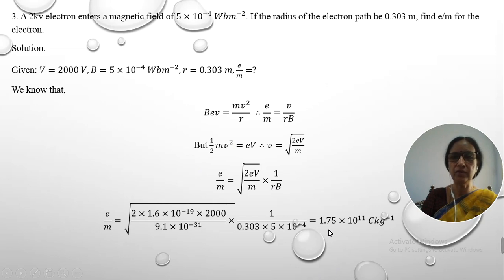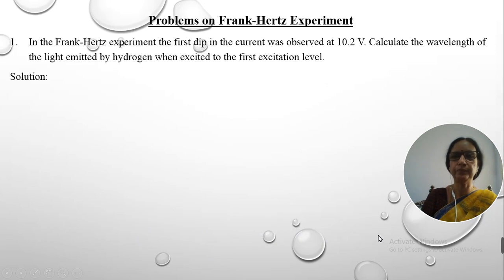We'll get the final answer as 1.75 into 10 raised to 11 coulomb per kg. Just substitute all the values here. All the values are given, into 1 by RB is here. Now we shall move on to the problems on Franck-Hertz experiment.